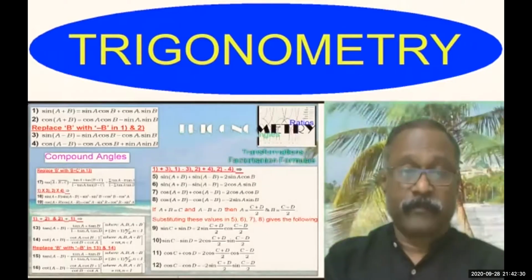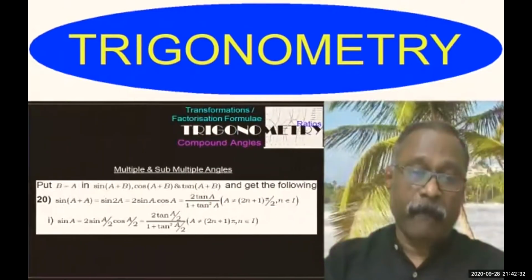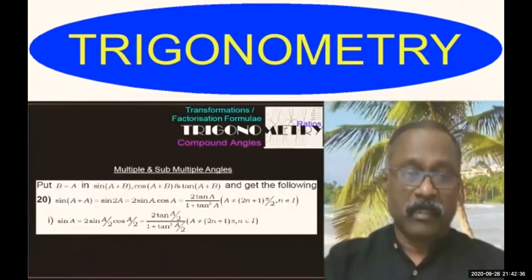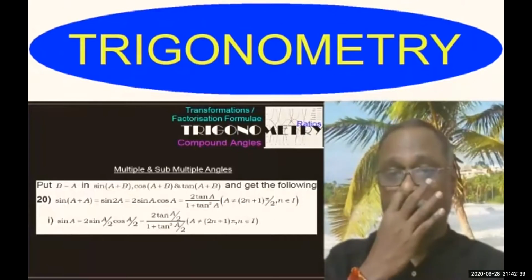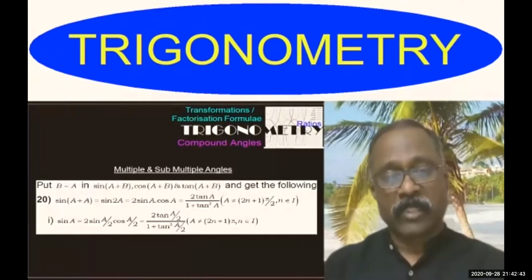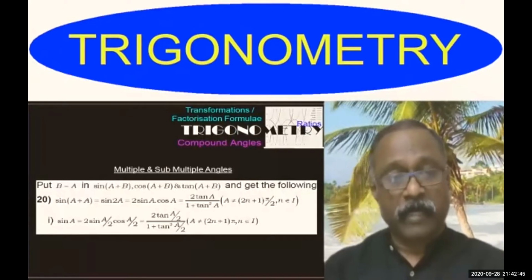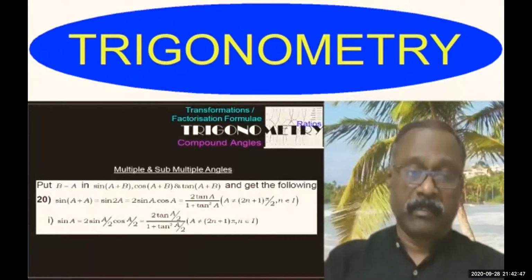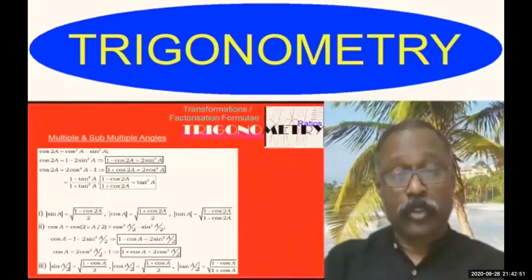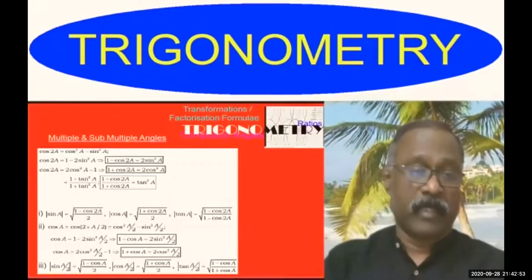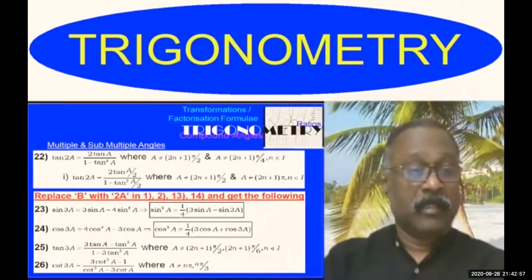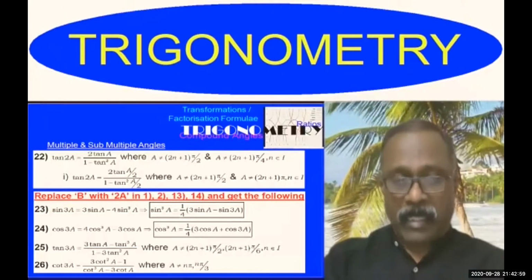So if you see the next part, this is the 20th formula. This is multiple and submultiple angles, in fact, the second part. The first part is compound angles and transformations, and the second part will be multiple and submultiple angles. We will be deriving these formulae also from those 2 formulae only. So I'll be proving that now.